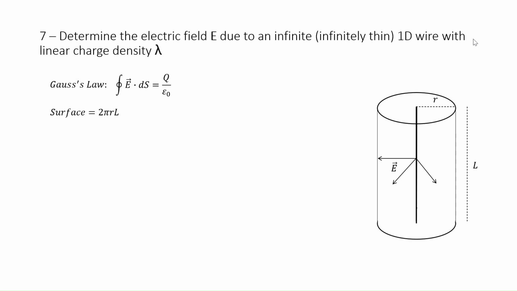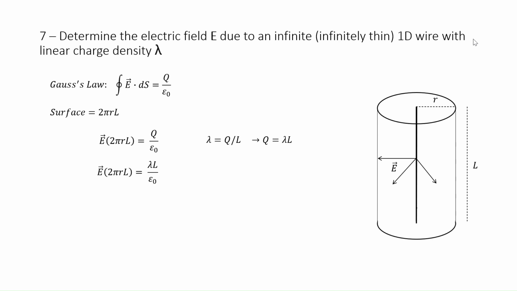Now, our surface is 2 pi RL, which comes from the outside face of the cylinder, and we can simply put it in like this and say that E 2 pi RL equals Q over epsilon naught. Now, Q is our charge, and we have charge density. Now, charge density is charge per unit length, and simply rearranging this, we get our charge to equal lambda L.